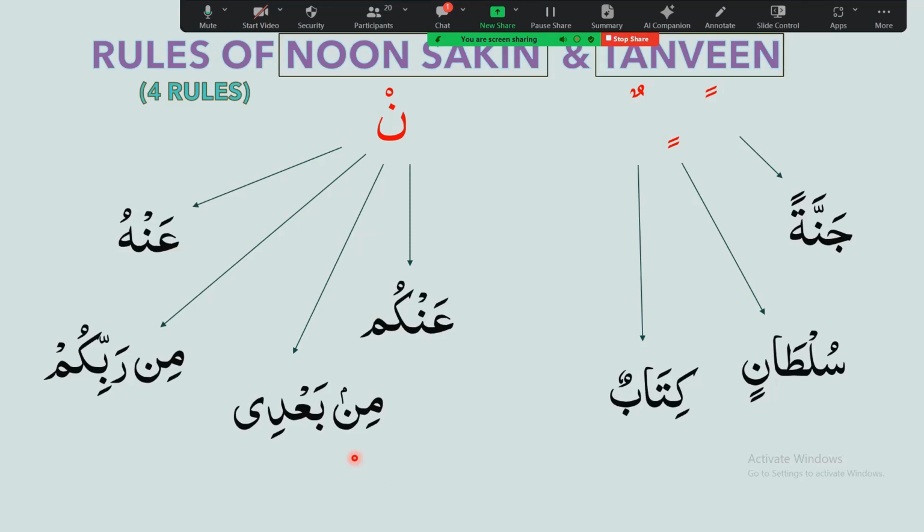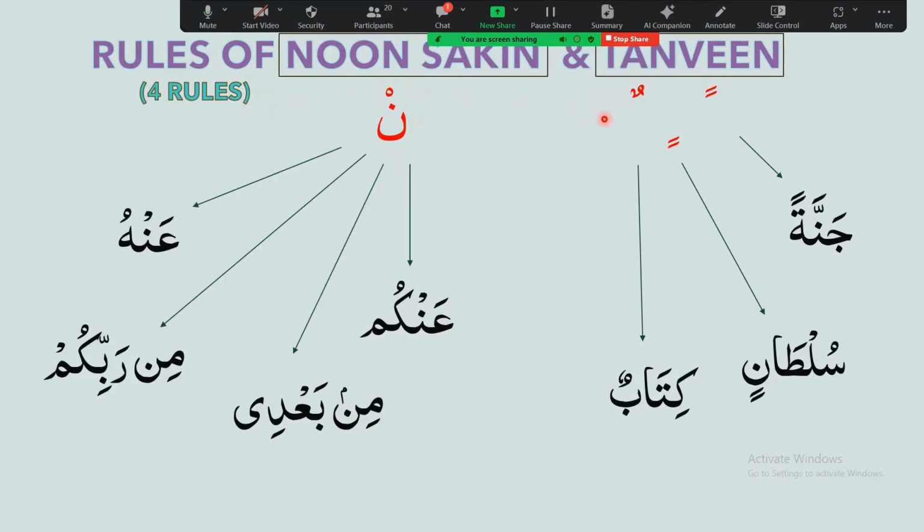Also, as I mentioned in the heading, the rules of noon sakin and tanween. You would be wondering: okay, we are supposed to put our attention towards the noon sakin letter whenever it comes, so what to do with this tanween? Why are these four rules common to the noon sakin and tanween?